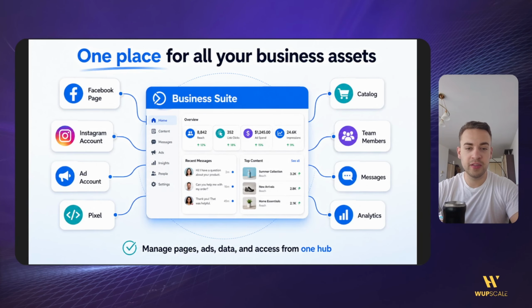If you want to run ads on Meta, your first step is going to be setting up a business suite. A business suite is something that holds all your business assets together. For example, your Facebook page, your Instagram account, ad account, pixel, and all your team members who have access to your Facebook page and also to run your ads.